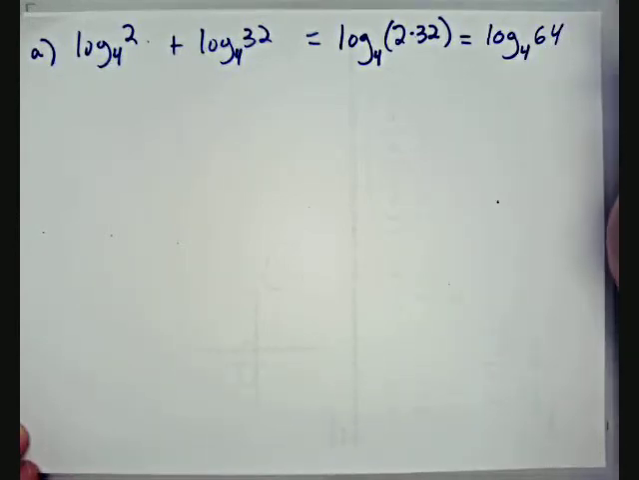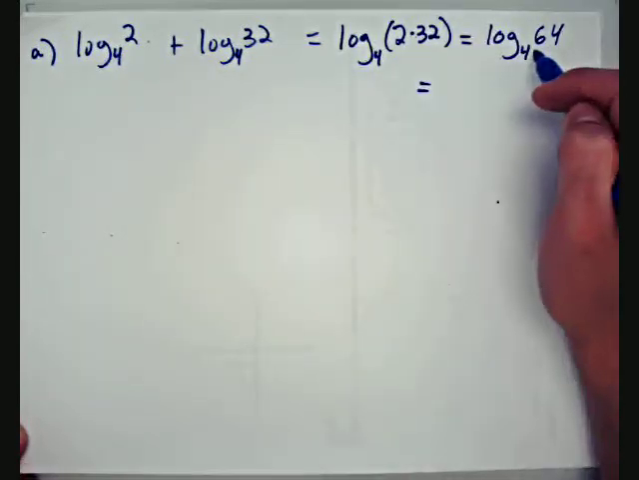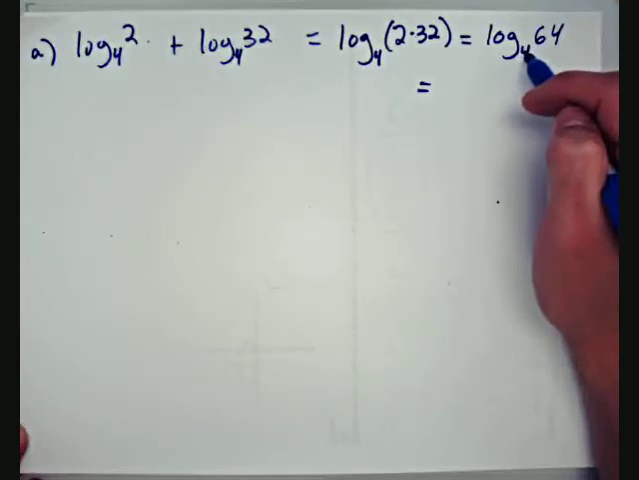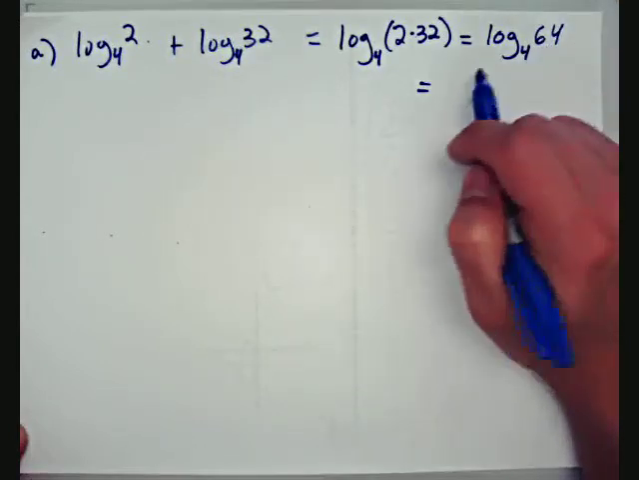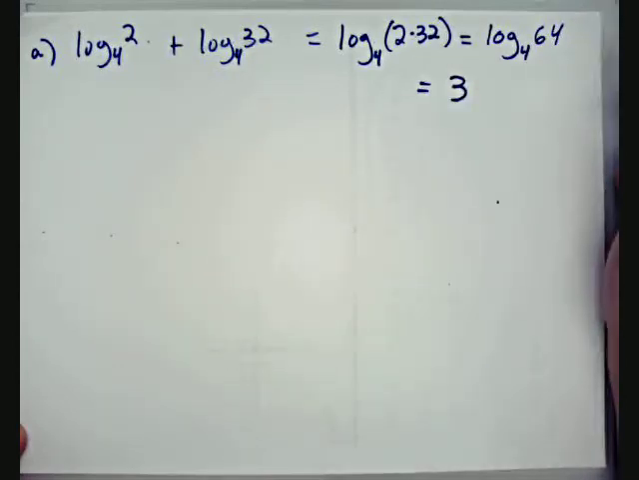And again, anytime you have the log of a constant number, it's a good idea to see if it simplifies further. 4 squared is 16, 4 to the third power is 64. So log of 64 base 4 simplifies all the way down to 3.